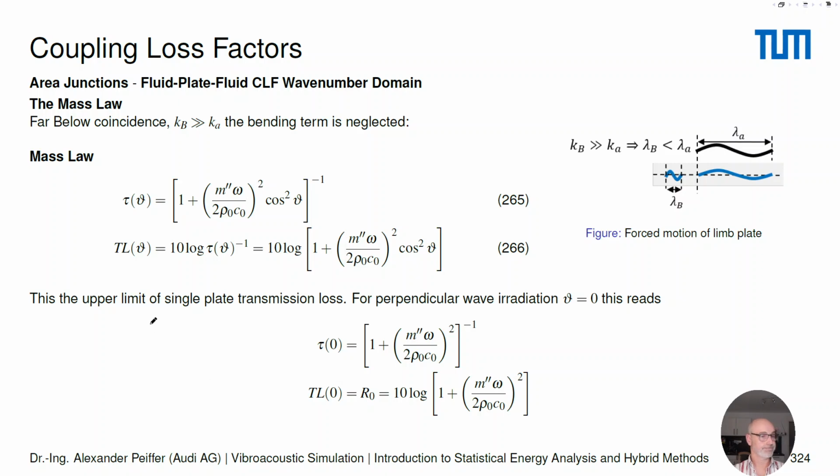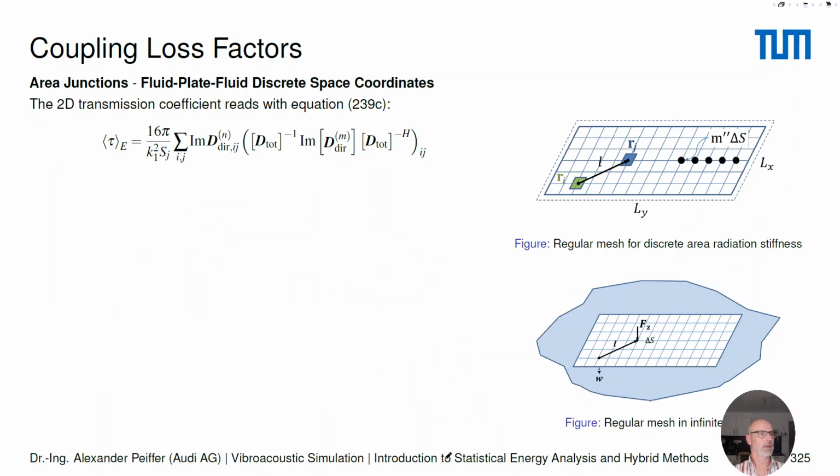Okay. So, this is the upper limit of single plate transmission loss. This is the classical rule if we have perpendicular irradiation. And there are several approximations or corrections with experimental values for the mass law, but if it's just the typical angular mass law, you can use this one. Okay, good. So far for the wave number domain.